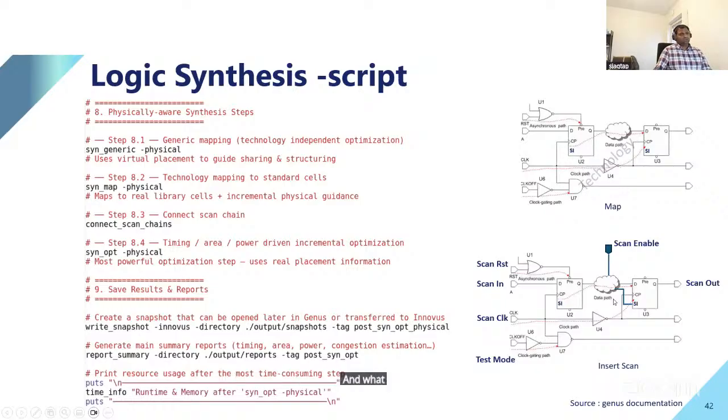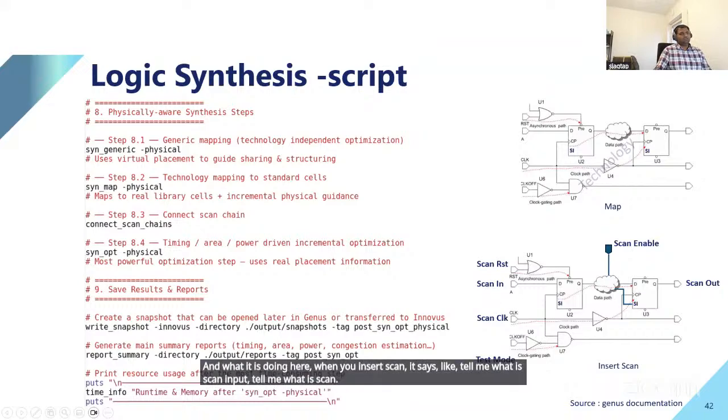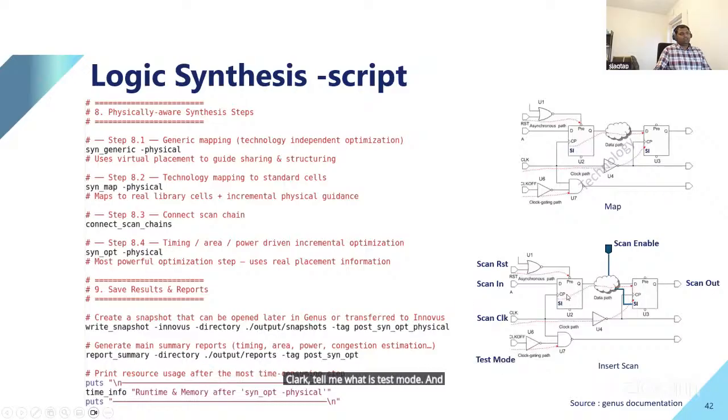And what it is doing here, when you insert scan, it says: tell me what is scan input, tell me what is scan clock, tell me what is test mode. And then I will take the flip-flop, take the Q pin of that flop and connect that Q pin directly, not through combinational logic, because that will be controlled by scan enable. Scan enable will bypass combinational logic and directly give a feed-through path. So it's just a wire connecting from Q to SI pin, so that it becomes a shift register of depth 2. One flop in the shift register, second flop in the shift register.